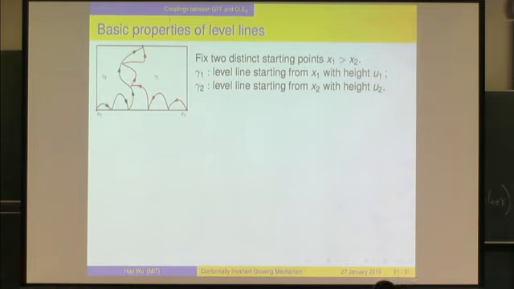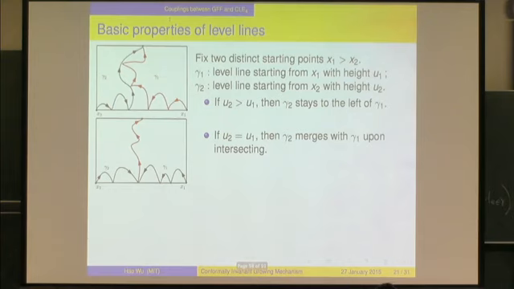The first is, if we have two starting points x1, x2, and gamma 1 is the level line starting from x1 with height u1, gamma 2 is the level line starting from x2 with height u2. If u2 is greater than u1, then this black path will always stay to the left of the red path. We can imagine this from the discrete version. Next, if u2 equals u1, the two curves will merge upon intersecting.